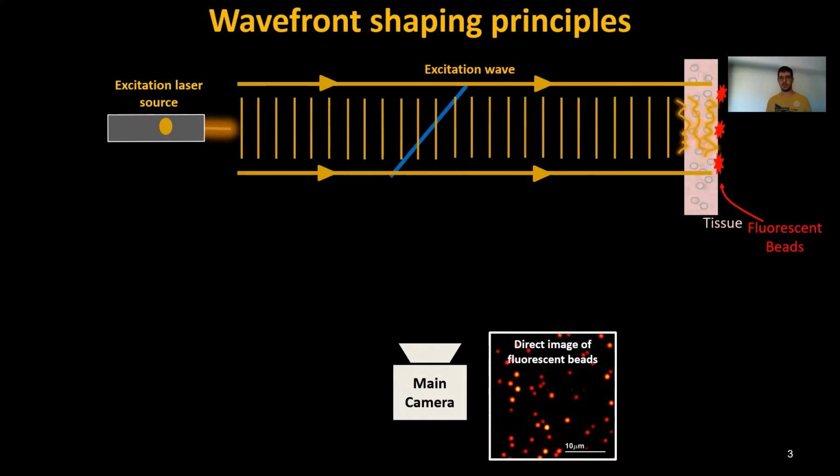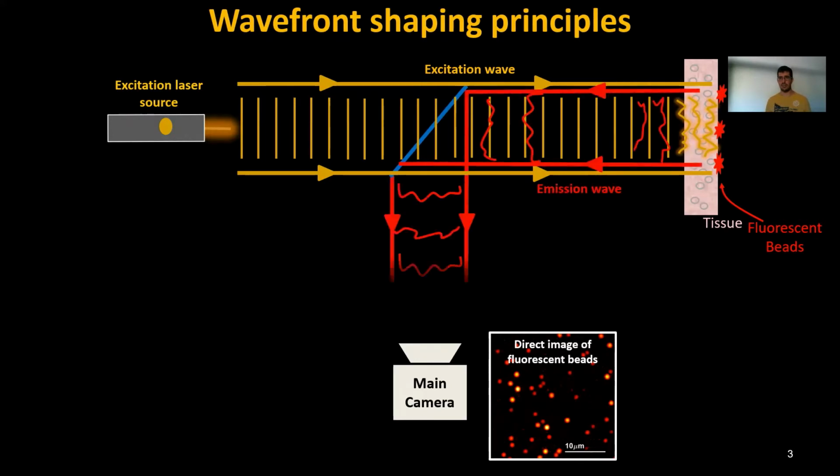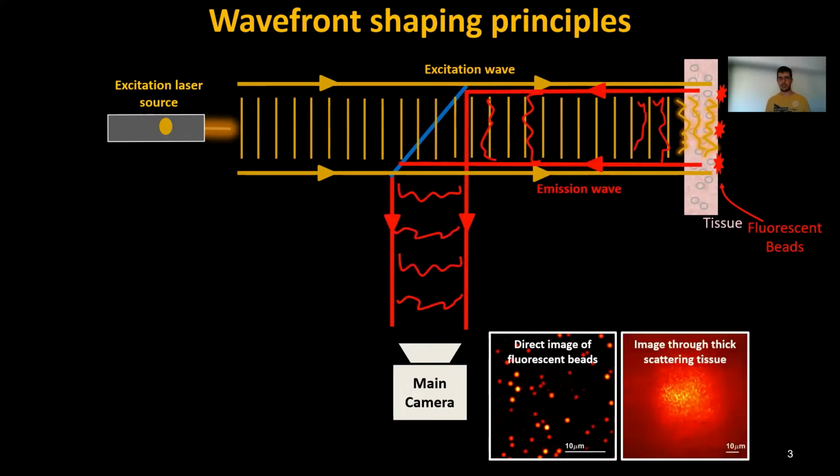However, if the tissue layer is thick, the light emitted from the fluorescent components scrambles in the tissue, and the camera sees just a noisy speckle pattern. The idea of wavefront shaping is that we can place a computer-controlled modulation element between the tissue and the camera that will correct the tissue aberration and allow us to see a sharp image of the components.